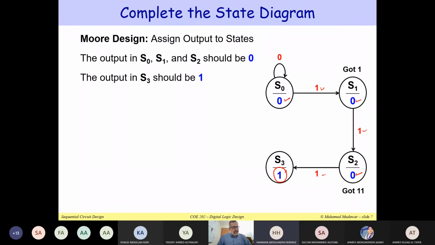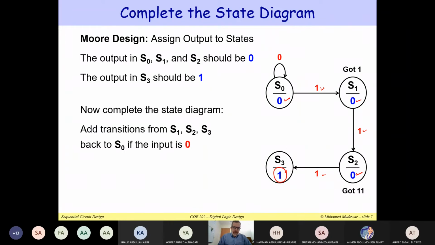Incomplete. Why? Missing the 0. Yes, it does not really show what happens if the input is 0 in S1, S2, or S3. What shall we do if we receive a 0? If the input is 0 in S1, S2, or S3, where shall we go? Return to S0. Yes, we can return to S0 because the sequence was not detected.